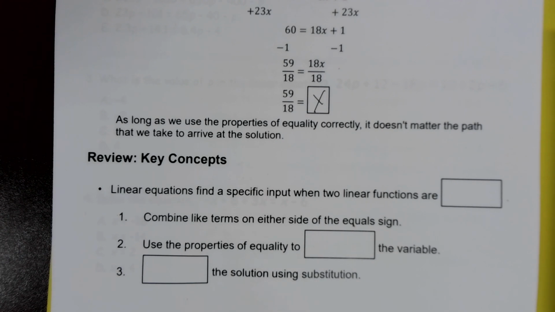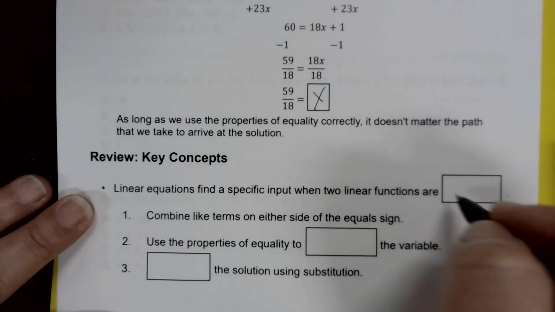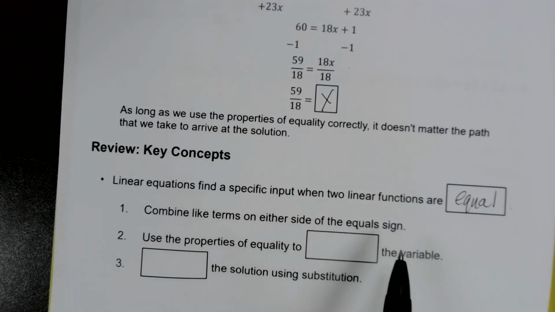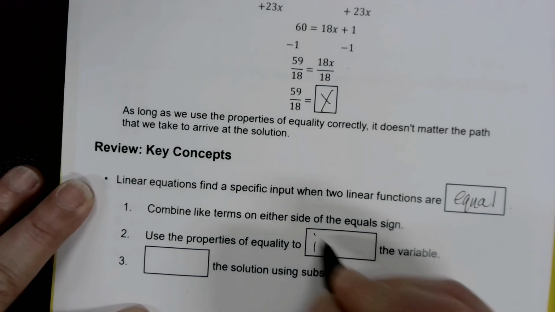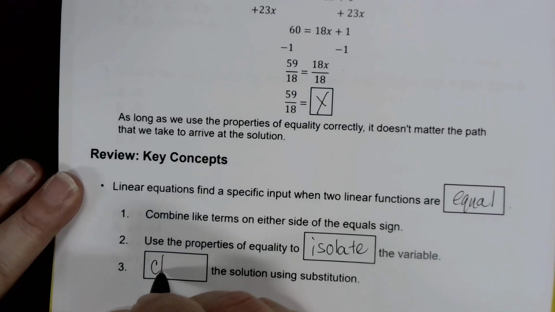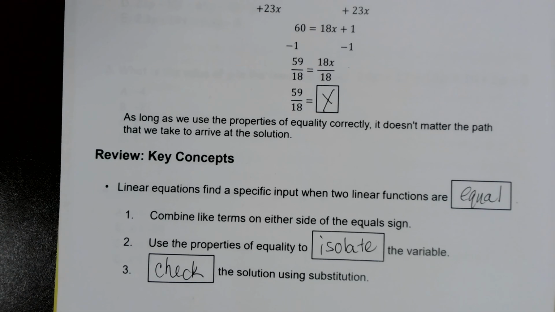Key concepts here that you need to look for: in linear equations, find a specific input when two linear functions are equal, and combine like terms on either side of the equal sign. Use properties of equality to isolate variables, and check your solution. Always put your answer back into your problem and see if you get a true solution. Okay, that's it for lesson 3.